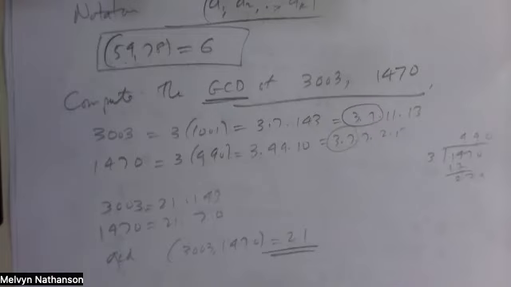Actually, when we start to use Maple, Maple will calculate the greatest common divisor of numbers in a microsecond. But it's important to be able to do it by hand for small numbers.